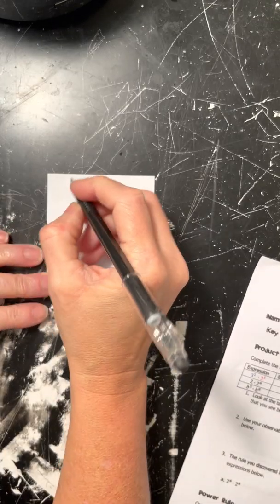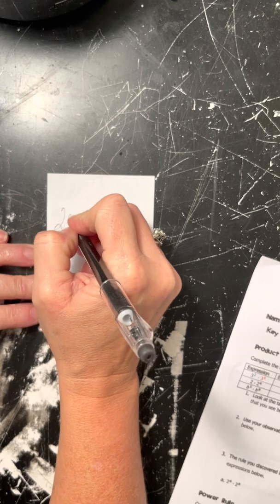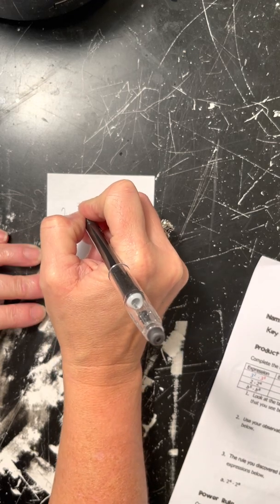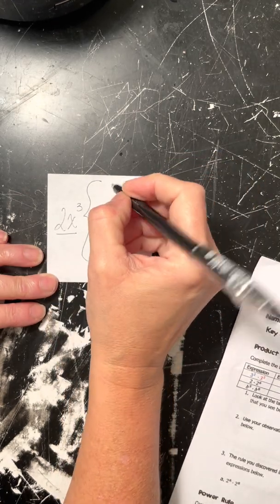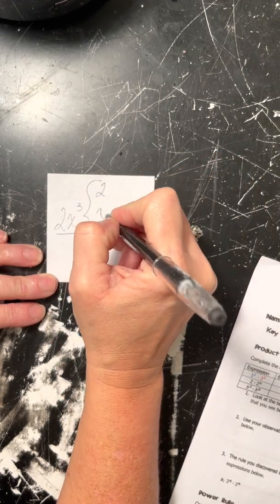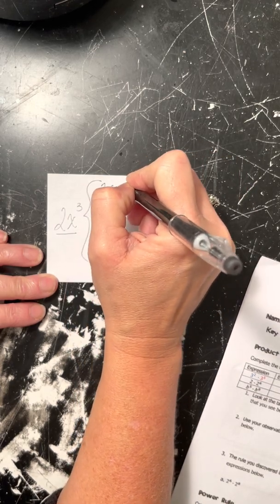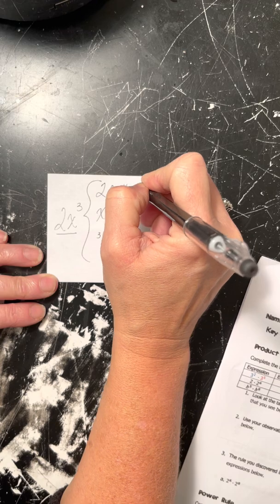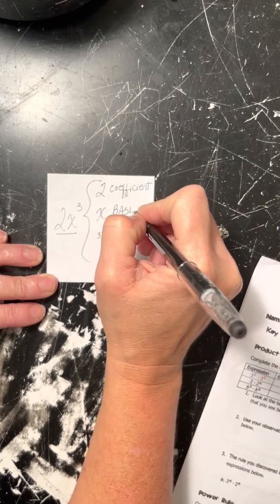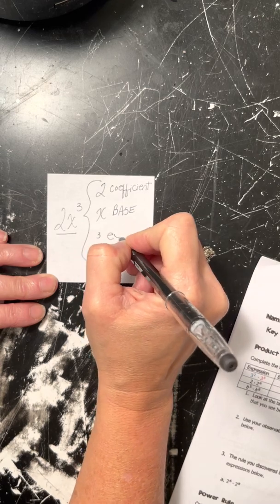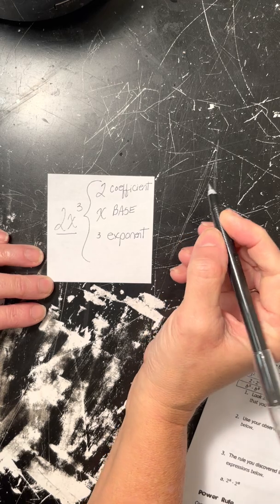So if I have 2x to the third power, and this is on a poster in our room too, I have 2x and then the third. This is my coefficient. This is my base. And this is my exponent.